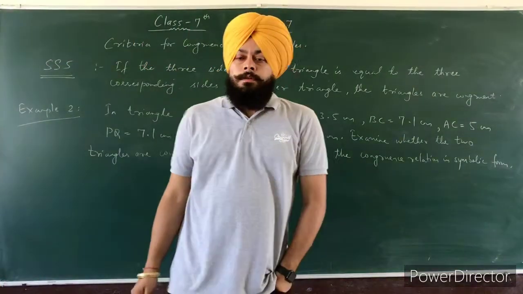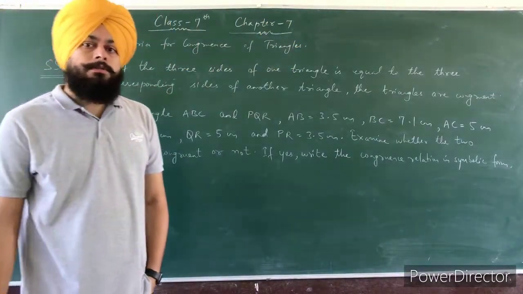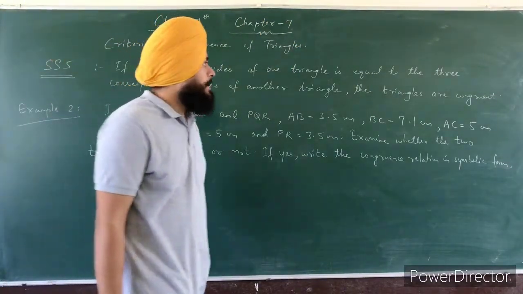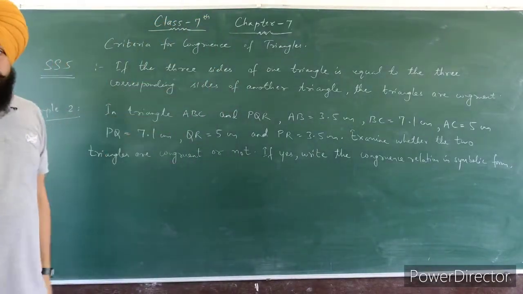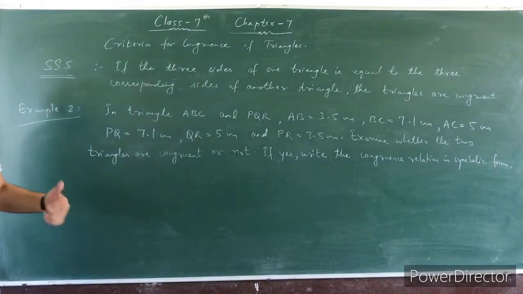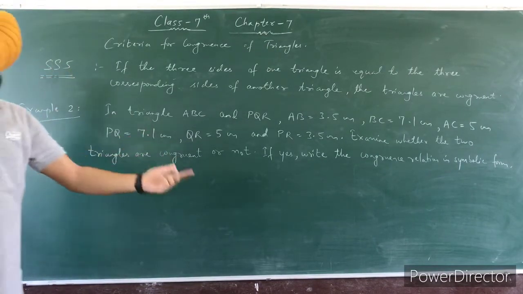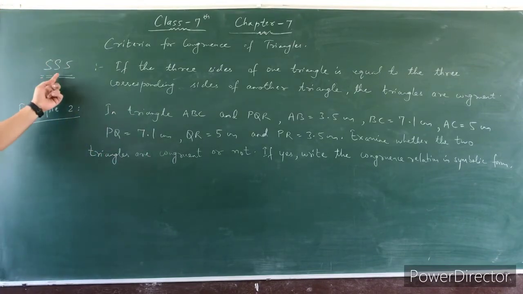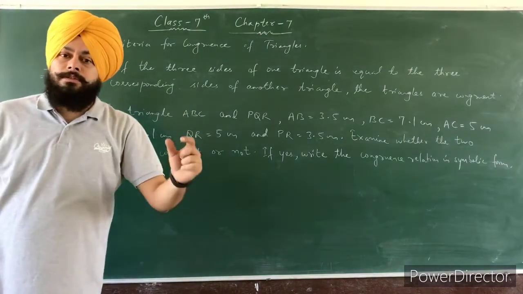Good morning, students. Today we will do our next topic of your chapter number 7, congruence of triangles. So the next topic is some criteria for the congruence of triangles. There are so many criteria. Let us describe them one by one. The first is the SSS congruence rule.